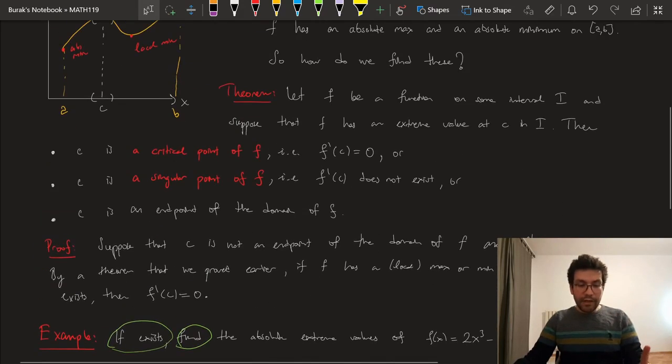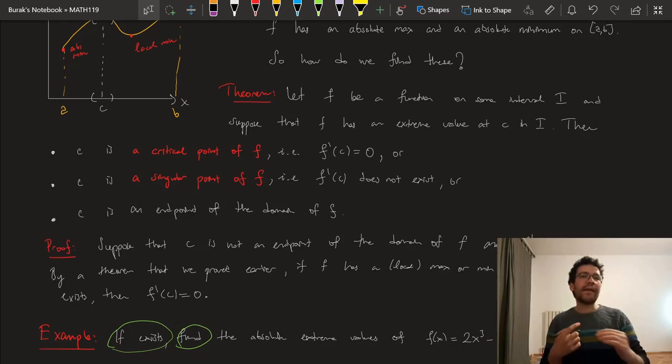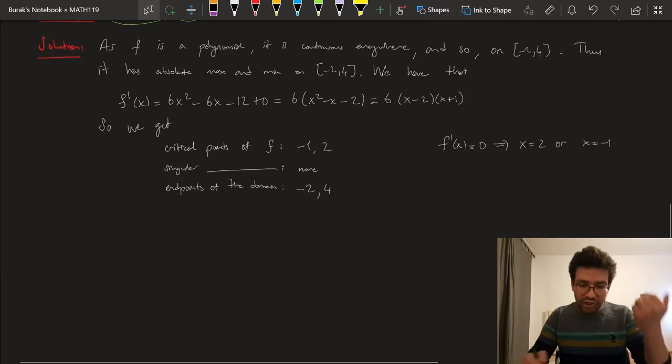Now, you should be careful. This theorem works in one direction. It does not tell you that at every critical point or at every singular point you're going to have an absolute maximum or minimum. When the absolute maximum or minimum occur, the points at which they occur are among these. But these are the candidate points. Not every candidate actually gives you an absolute extreme value. So I'm just going to check all these points.